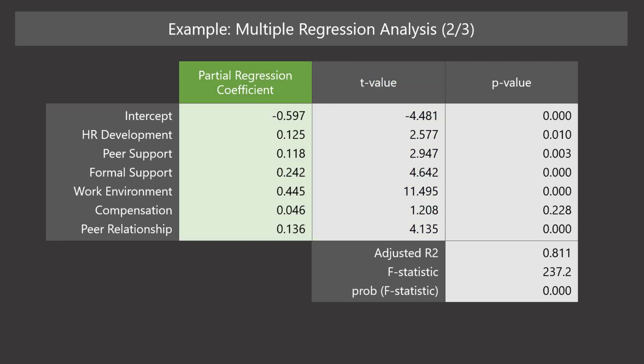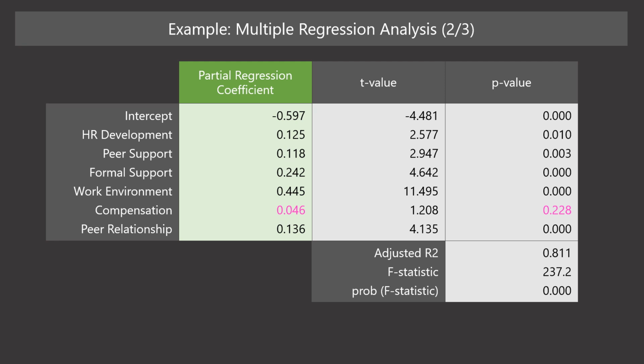Next, we need to check the partial regression coefficients and their valence and absolute values. They provide us with the information of effect size. As we can see, work environment is the most impactful variable, and it has a positive effect on work engagement. On the other hand, peer support is less impactful, even though its effect is statistically significant.